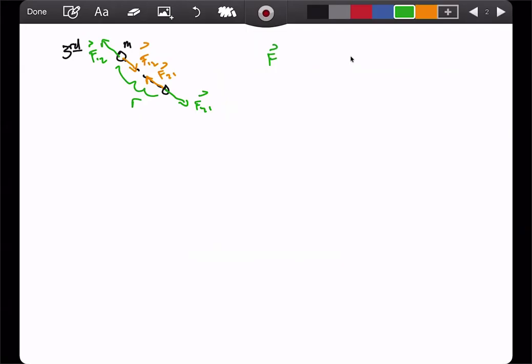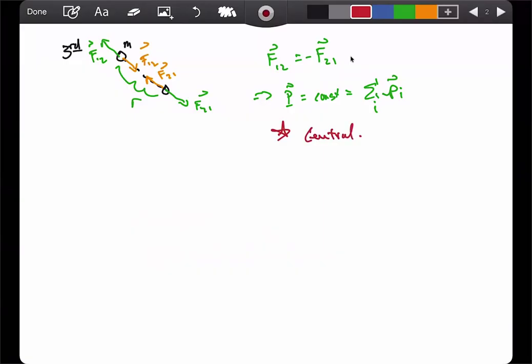So again, we have F12 is equal to negative F21, which automatically implies conservation of momentum, which says that the net momentum is equal to a constant, where the net momentum is equal to the sum over all possible momenta. Good. Now, this is only true if we have a central force, i.e. what Newton's law actually abides by. So Newton's law, at least the third law, only works for central forces.